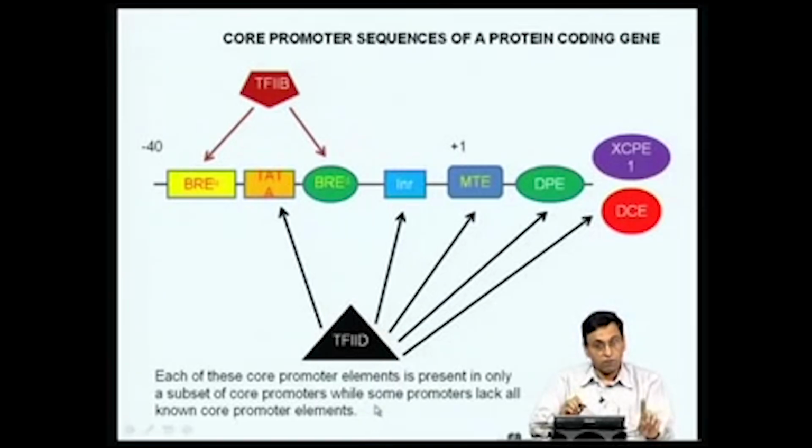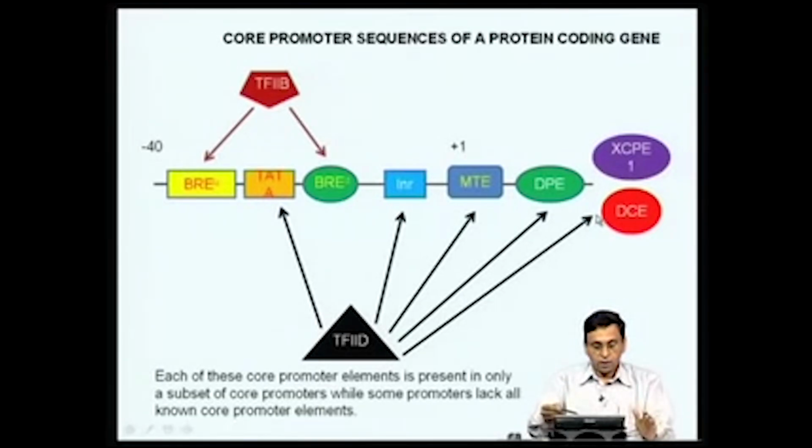This is very important to know. All these core promoter elements I have discussed here may be present in one gene or another. For example, some promoters may contain a TATA box. There are also what are known as TATA-less promoters. They do not contain a TATA box, so instead they contain what is called an initiator. The function of the TATA box in these promoters is taken over by the initiator sequence. Similarly, some contain MTE, DPE, DCE, and so on.